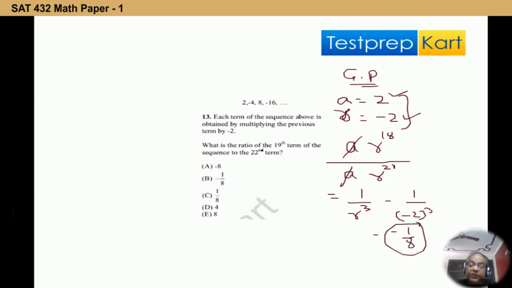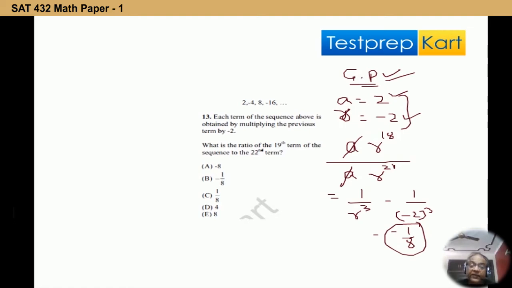So in this particular GP, a is given as 2, r is negative 2. It's a GP, not an AP, because it has a common ratio. Now what is AP? AP means if you take the differences, they should be the same. Now minus 4 and 2 difference is minus 6, but 8 and minus 4 difference is 12. So it can't be an AP. If you divide terms, minus 4 upon 2 is minus 2, 8 upon minus 4 is minus 2, minus 16 upon 8 is minus 2. So it's confirmed that this is a GP.